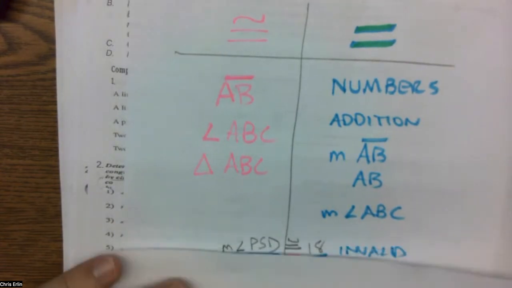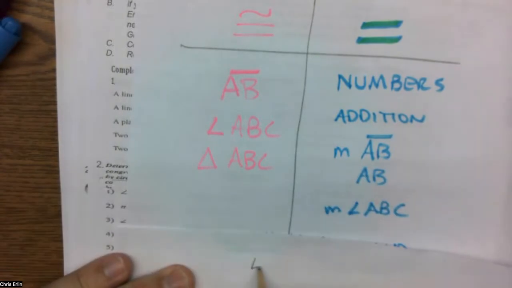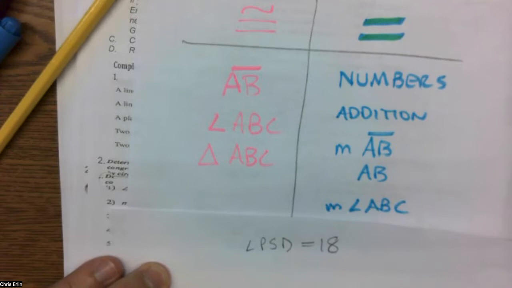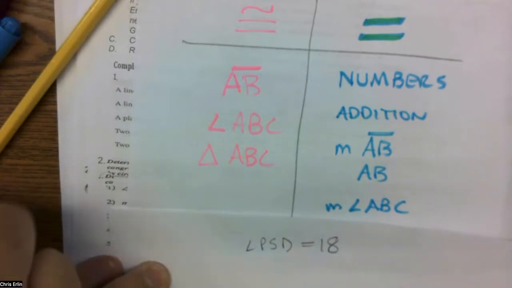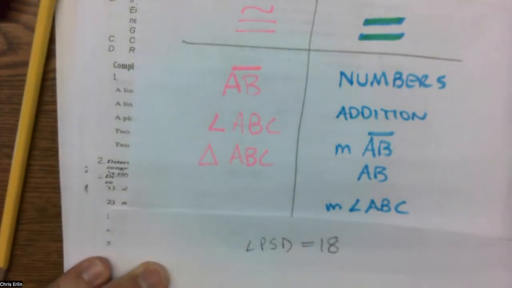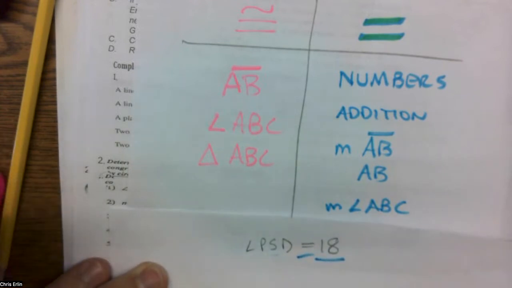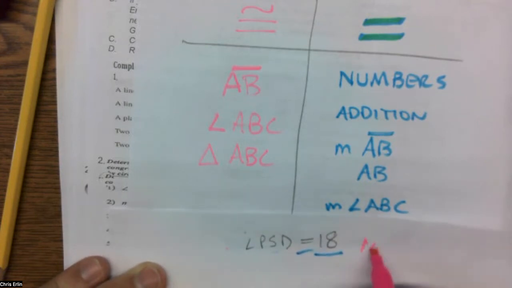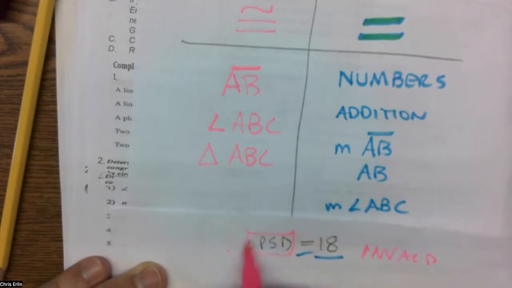Okay, what about the next one? Angle PSD is equal to 18. Is that valid or invalid? Invalid, why? Numbers blue, equals is blue. The object itself is pink, isn't it? So you're right. Right now it is invalid. How could I make it valid? What could I do to this to make it work? Yeah, if I were to put the M in there, then it would work. But as it is, it's invalid. Because this is still pink.